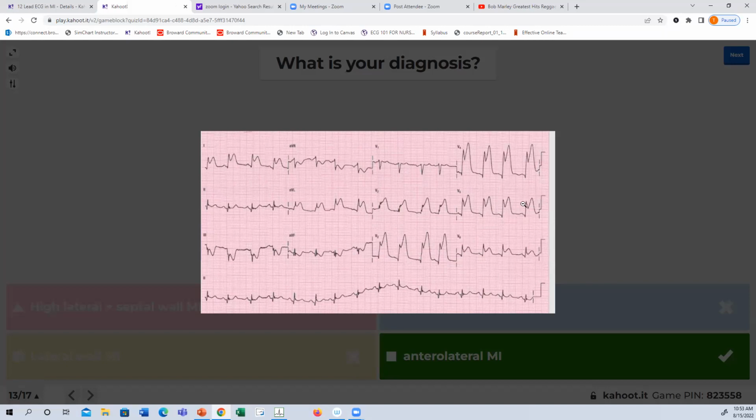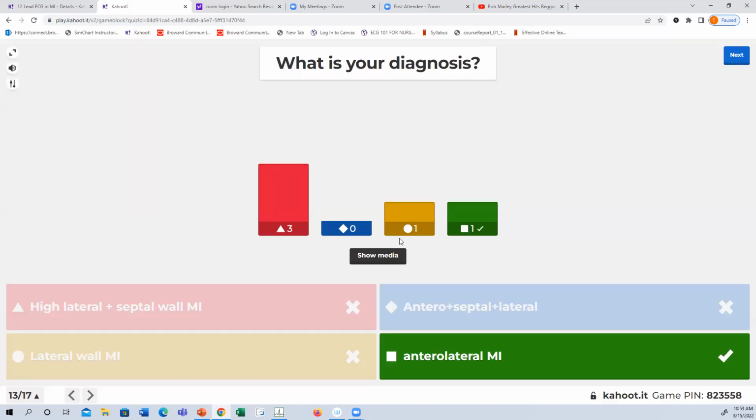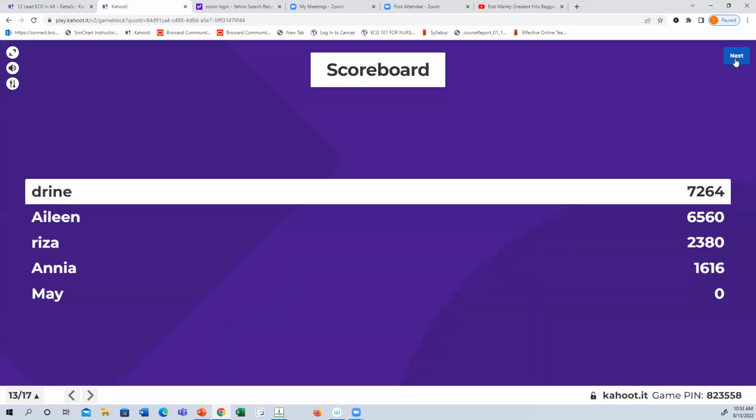So it's an anterolateral wall MI: V3, V4, V5, V6, 1, and AVL. Okay, and so one of you got this correctly, and Drine, congratulations.